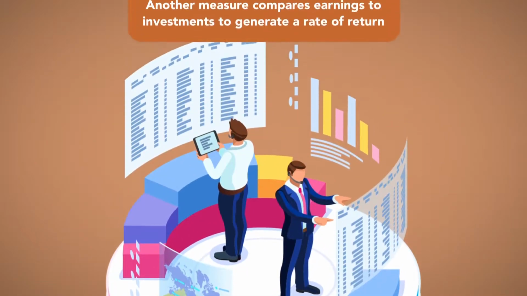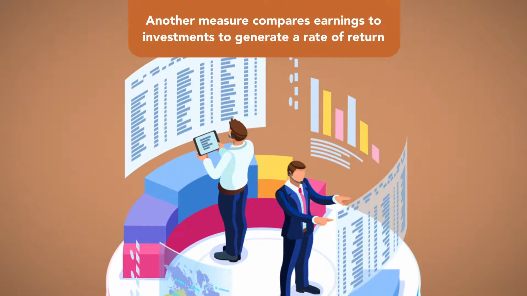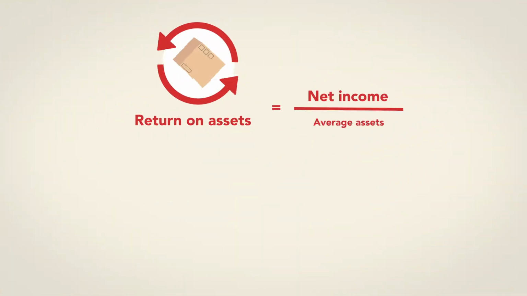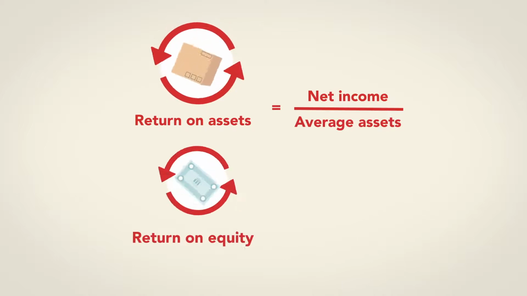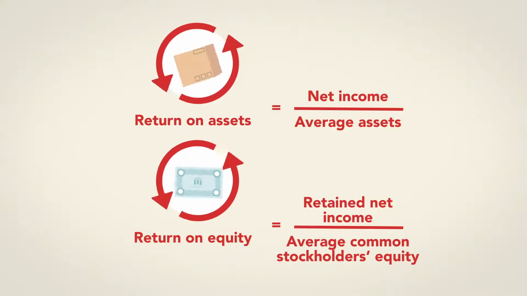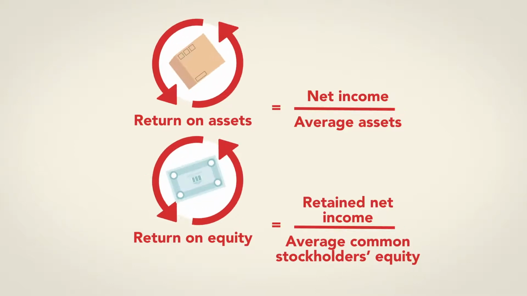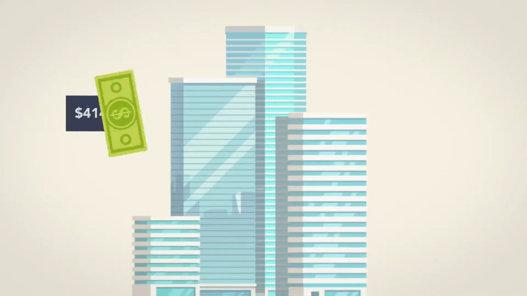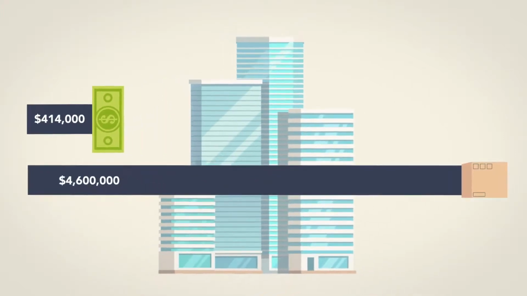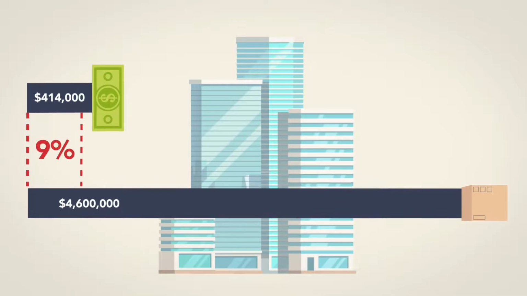Another measure compares earnings to investments to generate a rate of return. A company's return on assets is its net income divided by its average assets, while a company's return on equity is its retained net income divided by its average common stockholders' equity. For example, assume Acme Corporation has $414,000 in net income and average assets worth $4.6 million. Acme's return on assets would be 9%.